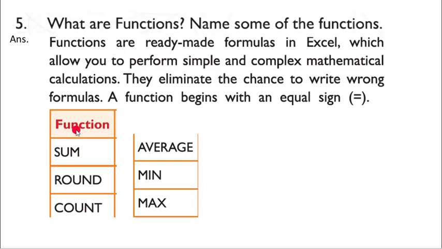You have to make the table like this: function, SUM, ROUND, COUNT. Just below this COUNT, you have to write this AVERAGE, MIN and MAX. I don't have space here, that's why I have written here. You have to make a straight table like this. Okay, and this is the answer.